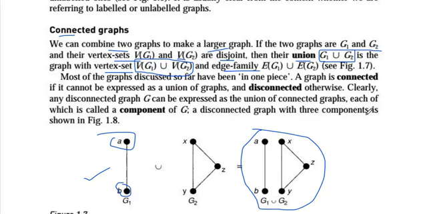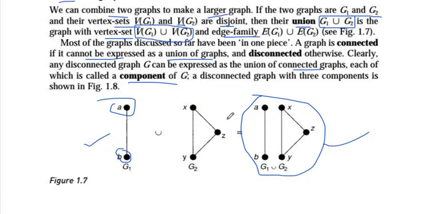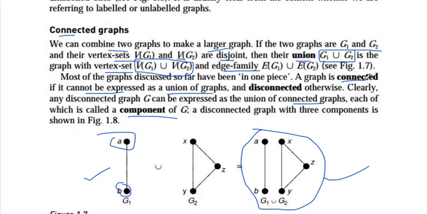Okay, so now the definition of connected graph and disconnected graph. A graph is connected if it cannot be expressed as a union of graphs. A disconnected graph G can be expressed as a union of connected graphs, each of which is called a component of G.